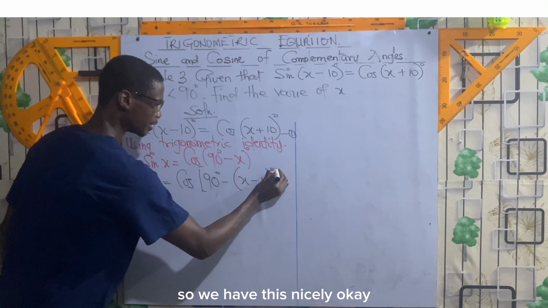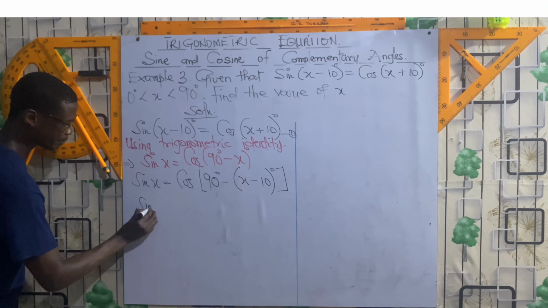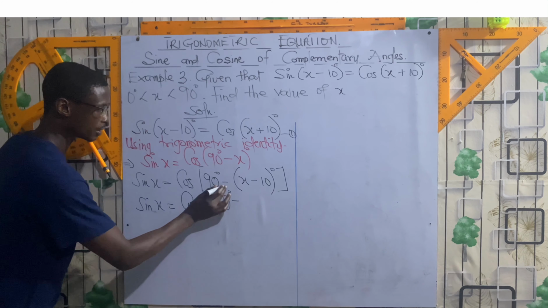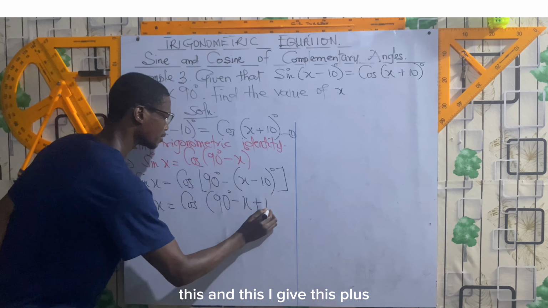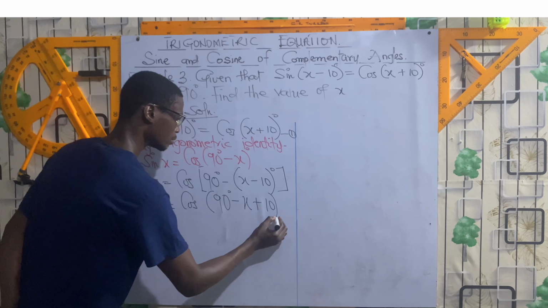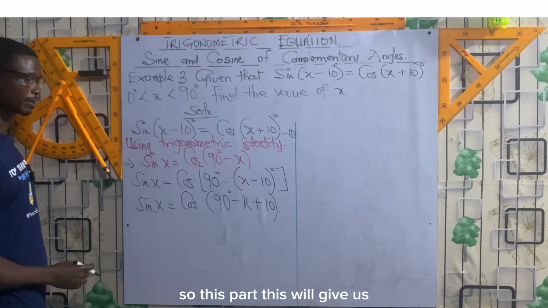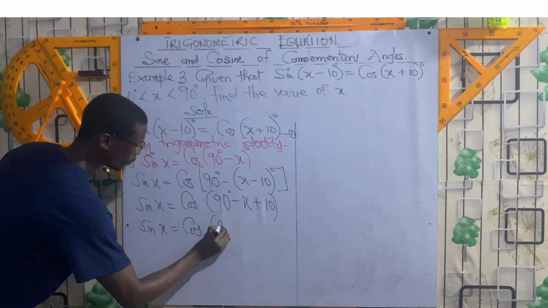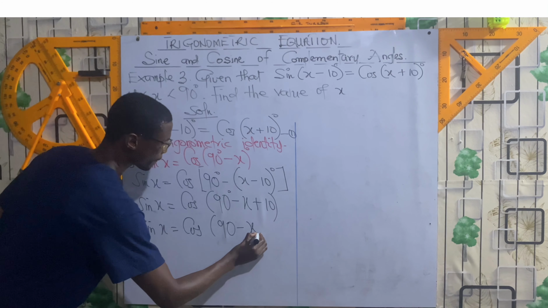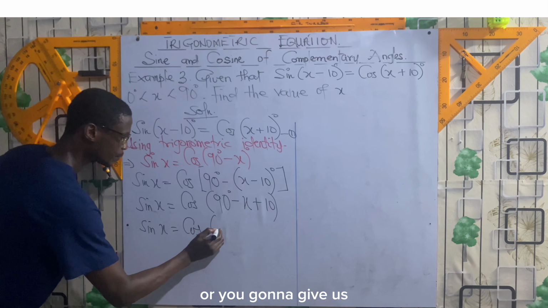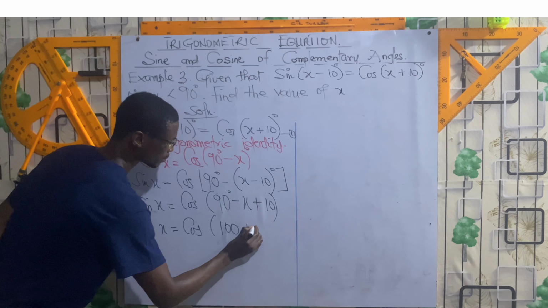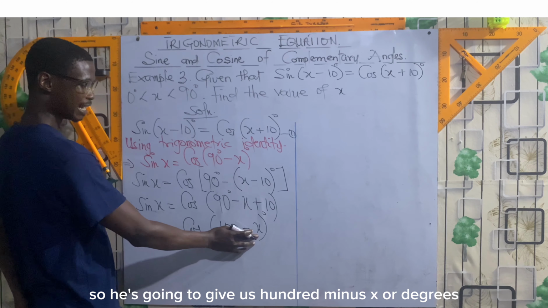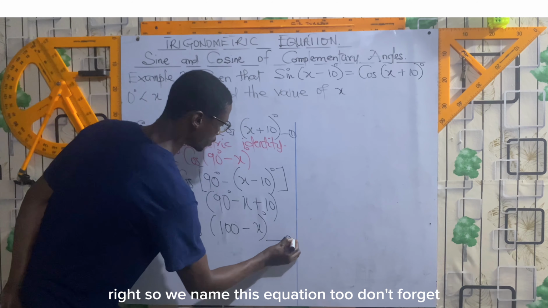so we have this nicely. Okay, so let's open the bracket now. This and this, give this plus, so this plus this will give us, or it's going to give us, so it's going to give us 100 minus x all degrees, right? So we name this equation 2, don't forget.